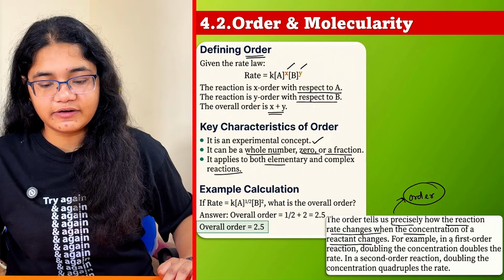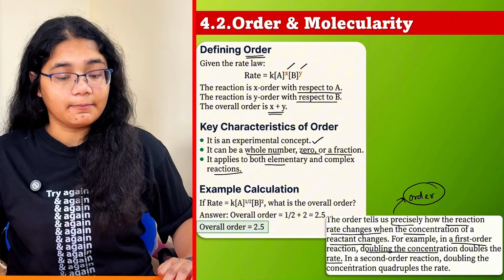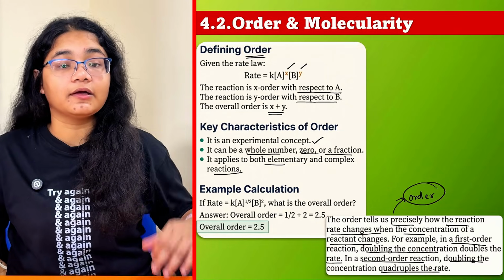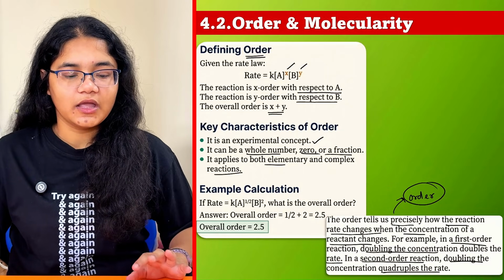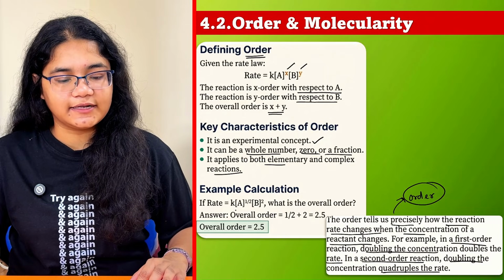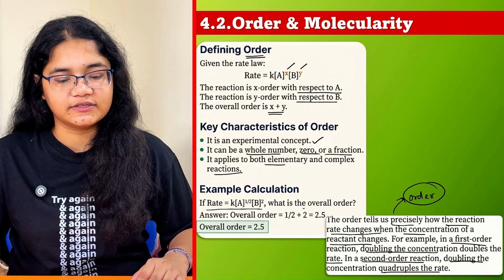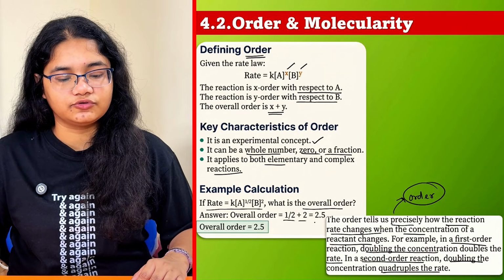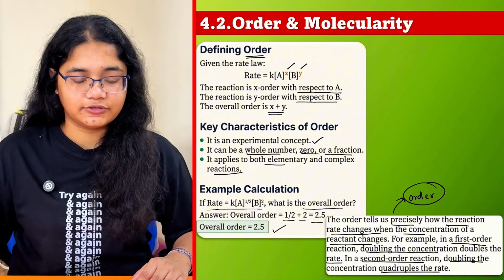For example, if it is a first order reaction and you double the concentration, the rate will also double. But if it is a second order reaction and you double the concentration, the rate will become 4 times, right? That is the order of the reaction. Now here is one example: rate is equal to k a to the power of 1 by 2 b square. What is the overall order here? You can see the overall order is 1 by 2 plus 2, that is 2.5. So the overall order is 2.5 for this reaction.